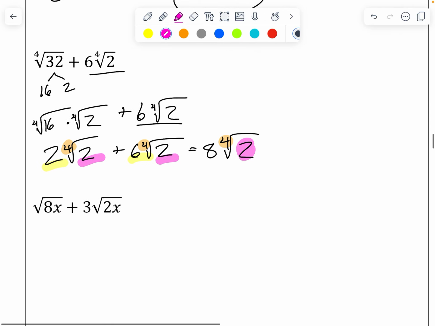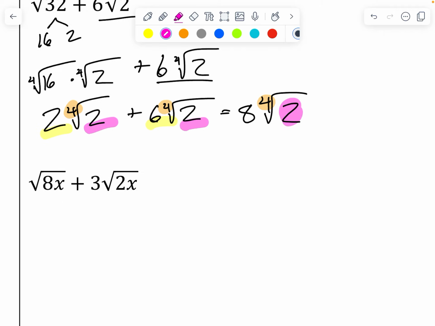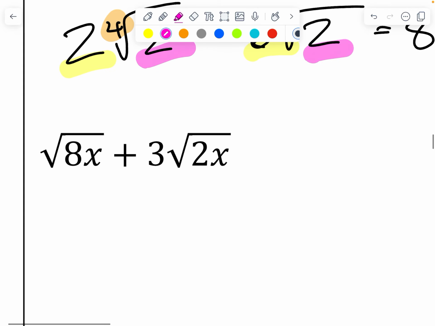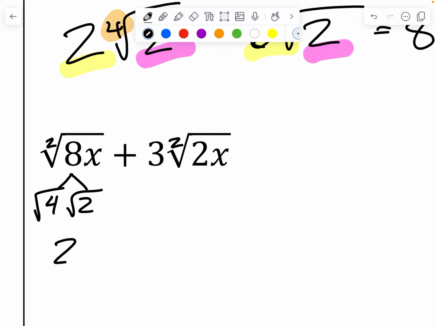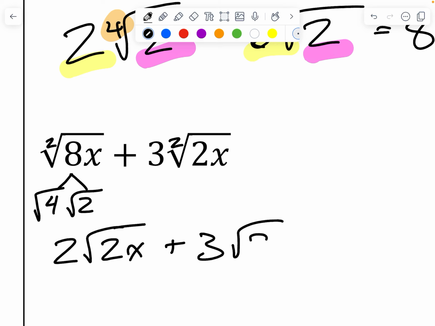All right, how about the square root of 8x plus 3 times the square root of 2x? Remember, if there's no index, it's implied 2, so 8 breaks down into 4 and 2. I know the square root of 4 is 2. So 2 radical 2x plus 3 radical 2x. Now I've got the same index and the same radicand, so I can add those together.